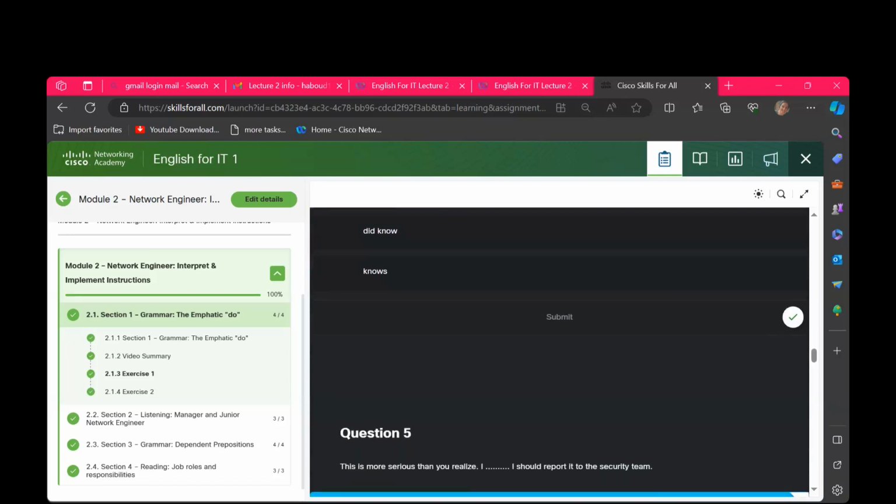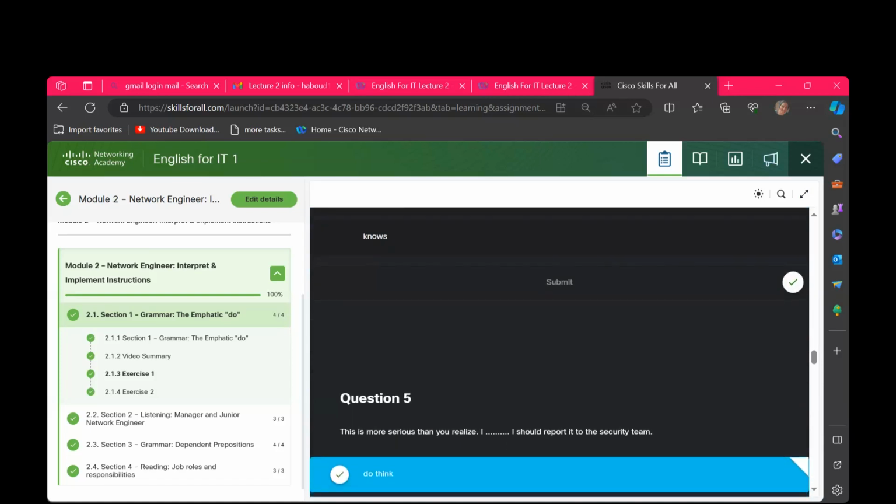Question number 5. This is more serious than you realize. I should report it to the security team. ليه أنا استخدمتها هنا؟ This is more serious زي ما أنتوا شايفين كده. This is more serious يعني شيء مهم وخطير جدا. I do think I should report it to the security team. Yes, very good.